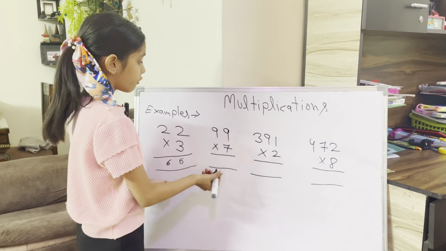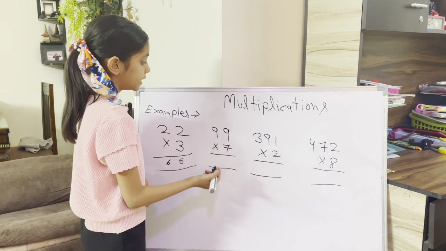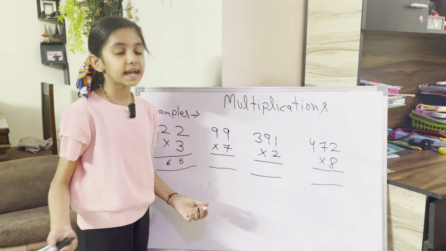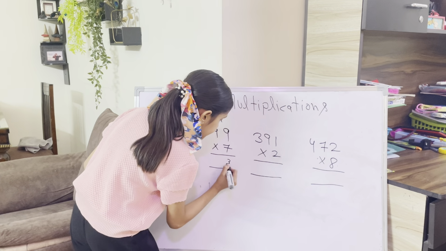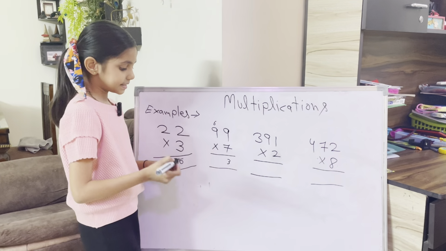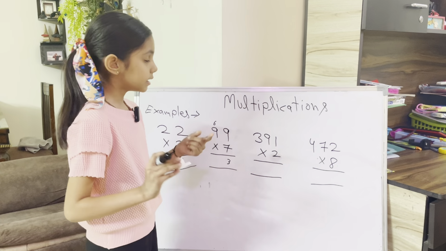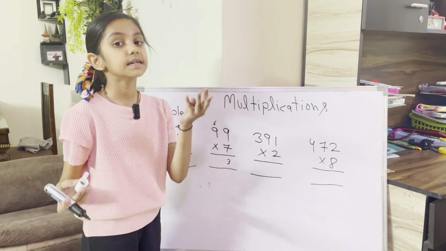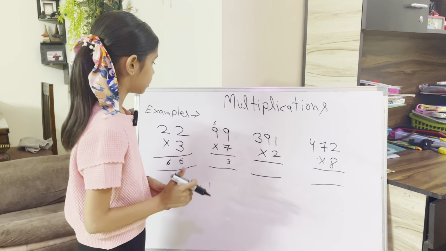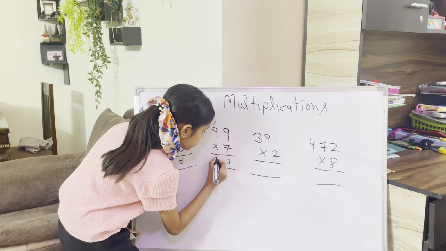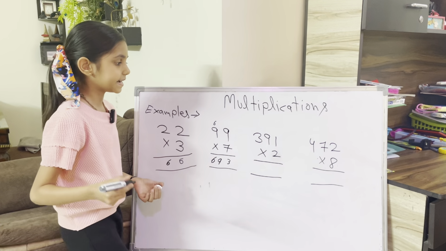Next question. 9 7s and 7 9s are the same. So I will do 7 9s. 7 9s is 63. So 6 will go up and 3 will be down. Now 7 9s are 63 again. 63, 64, 65, 66, 67, 68, 69. So we will write here 69. The answer would be 693.